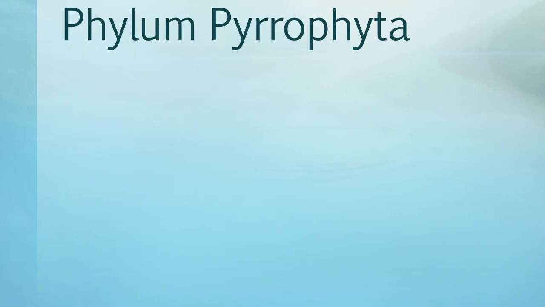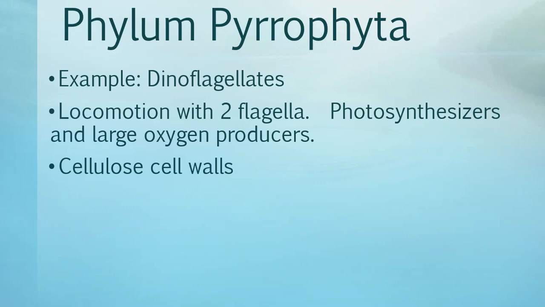Okay, now we're finally over to Pyrophyta, which was over here to the far left. So the first column, once again, I apologize for being out of order. Okay, our example are a group of creatures called dinoflagellates. These are some of my favorites. Dino, in this particular case, dino means two. So it has a locomotion with two flagella. They photosynthesize because they are algae, of course. Large oxygen producers. Their cell wall is made of cellulose, similar to vegetables.